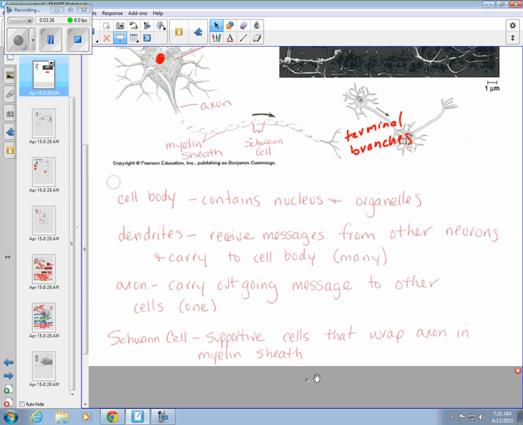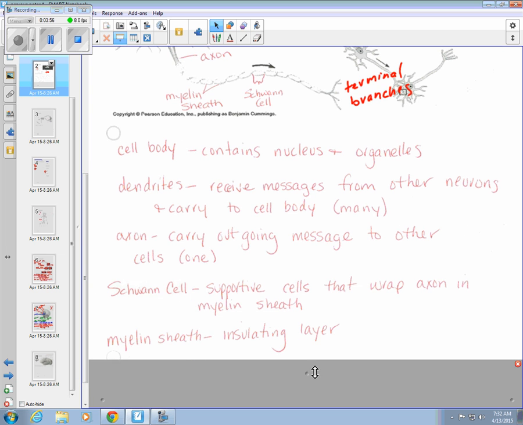We have these cells called Schwann cells, and the S is capitalized because it's named after a person. If you look at the axon, there are a bunch of Schwann cells that make up the axon. So the axon is almost like a wire that goes inside of this, and then these cells surround it. They're on the outside of it. They're supportive cells. They wrap the axon in this myelin sheath to keep it protected. And that myelin sheath is an insulation layer.